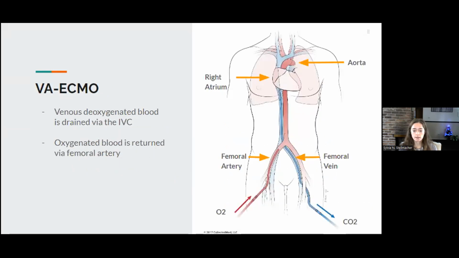Let's look quickly here at the ECMO circuit and the cannulation. This is the typical peripheral cannulation. So venous deoxygenated blood here is drained from the IVC. You can see this in the blue tubing here, and comes out through the femoral vein. Oxygenated blood then flows through the femoral artery.